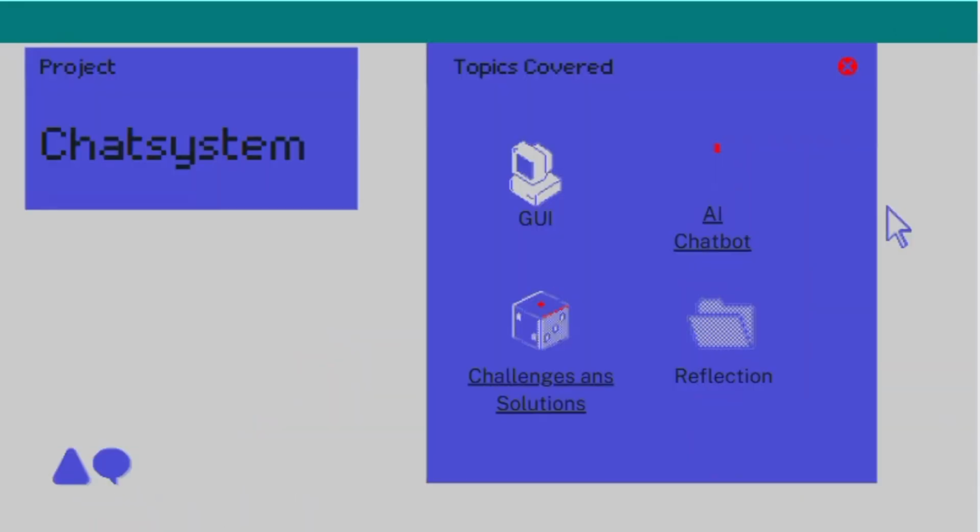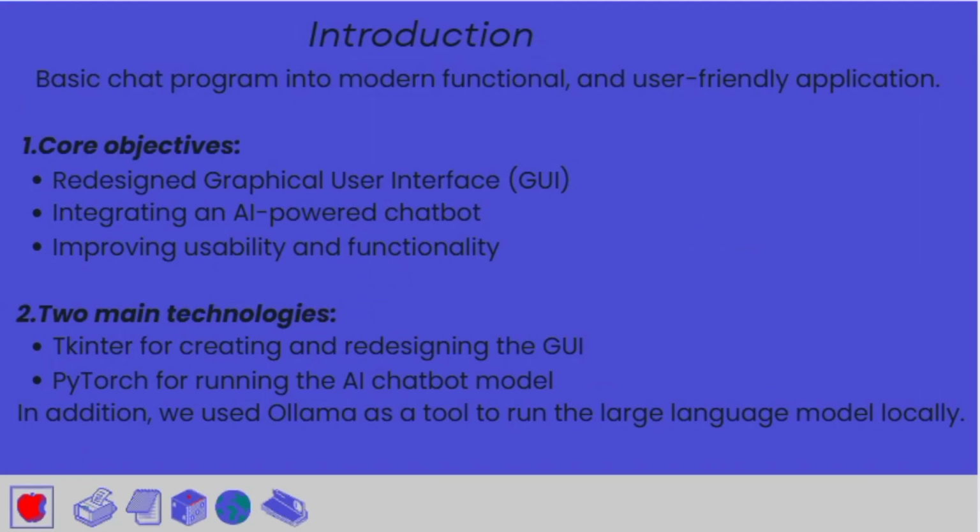As we do that, we are going to show you the improvements we made, the challenges we faced, and the solutions. Our main goal was to take the basic chat program we created in class and upgrade it into a more modern and functional application. To achieve this, we focused on three core objectives.